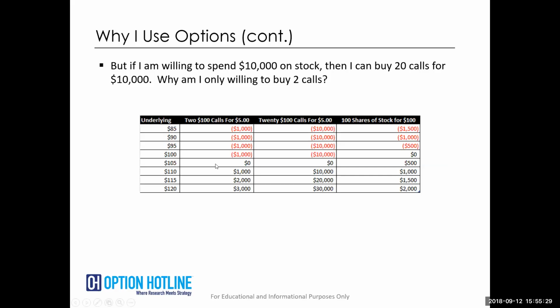If I'm buying an out of the money call, willing to risk everything that I've paid on that call, I can only buy as much as I'm willing to risk. So if I'm willing to risk $1,000, I only buy $1,000 worth of calls.